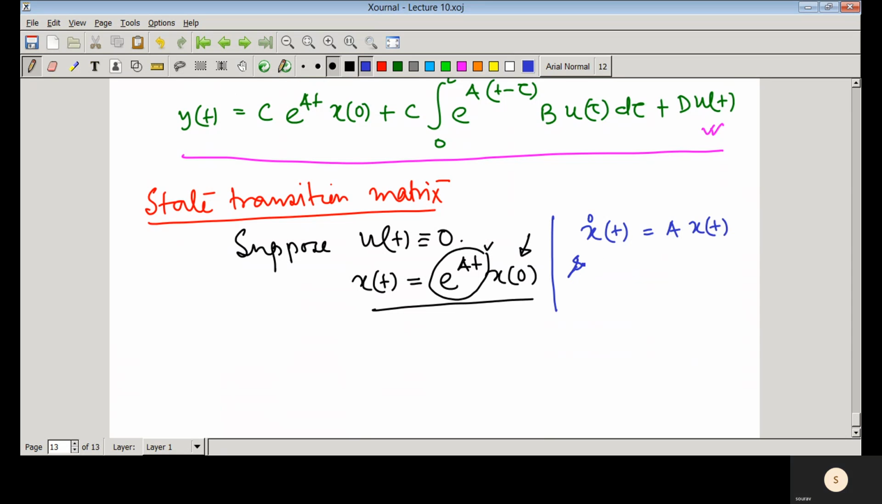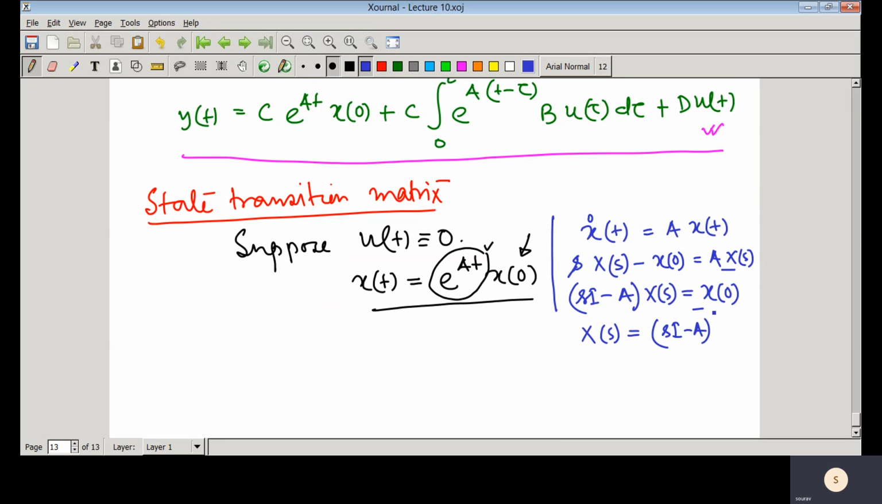Then if you take the Laplace transform, you have sX(s) minus x0 equals AX(s). So if you take this term to the left, you have (sI minus A) into X(s) equals x0, then X(s) equals (sI minus A) inverse x0. So now we are finding that x(t). If you take the Laplace inverse, you will get (sI minus A) inverse x0, and we are saying that this matrix is the state transition matrix e to the power At, and this is the solution.